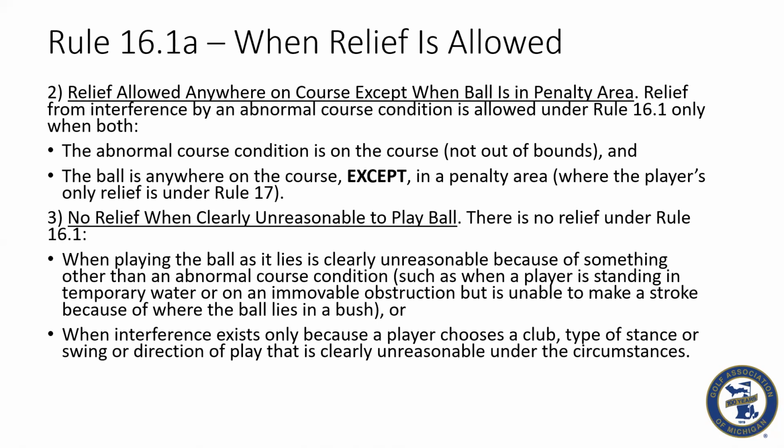And a lot of times in these situations, the common question that we want to ask is, how would you play the shot if the abnormal course condition wasn't there? So if, for example, the player's ball was behind a tree and they're a right-handed player, but they take a left-handed stance and that puts them on the cart path, they're going to ask you for relief. But the question you want to ask is, if the cart path wasn't there, how would you hit that shot? They're not going to hit that shot left-handed if the cart path wasn't there.